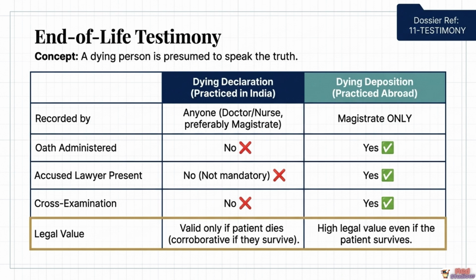The dying deposition, practiced internationally, is far more formal. It can only be recorded by a magistrate. An oath is administered, the accused lawyer must be present, and cross-examination is permitted. Crucially, a dying deposition carries high legal value even if the patient survives, because its procedural rigor is built in from the start. Remember this key distinction. Declaration equals informal Indian practice. Deposition equals formal, requires a magistrate, and is legally valid whether or not death occurs.